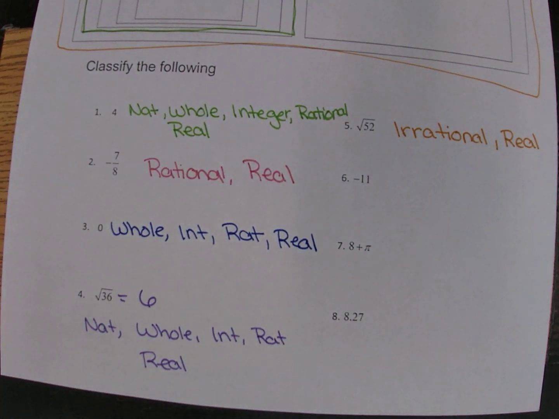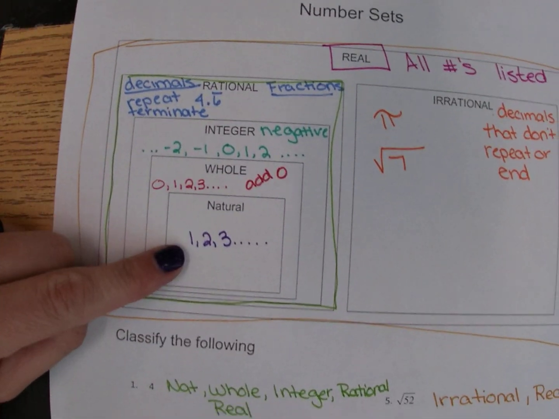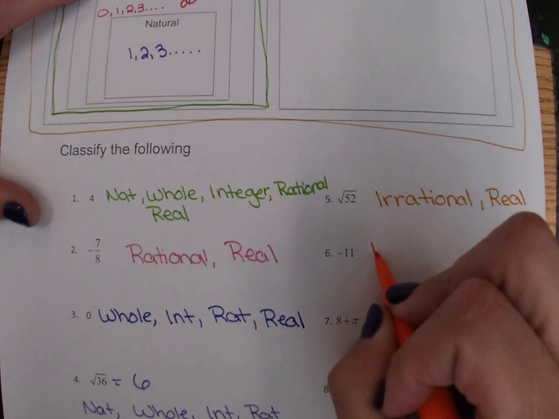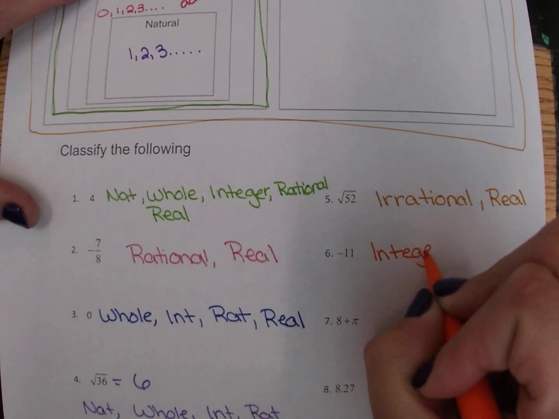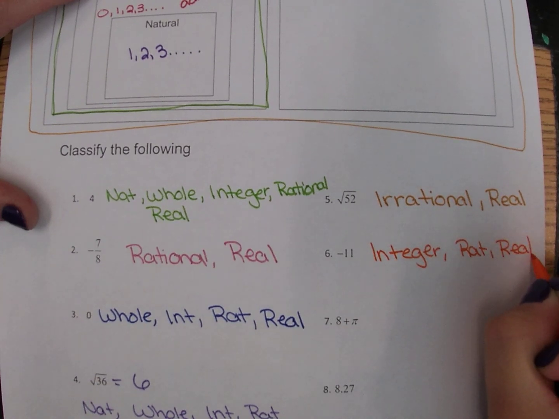If we check -11, -11 is a negative number, so not basic counting, not including 0. Oh, now we've added negatives, so it's going to be an integer, a rational, and a real.